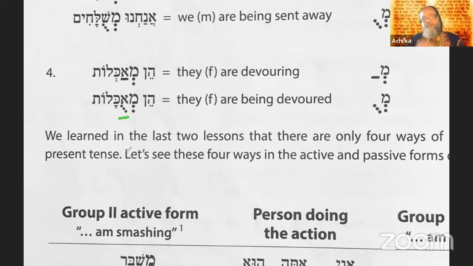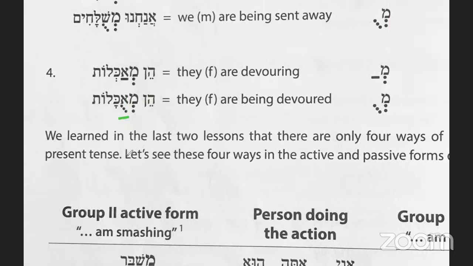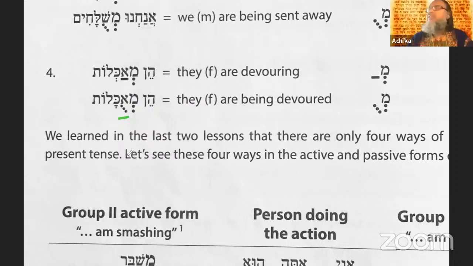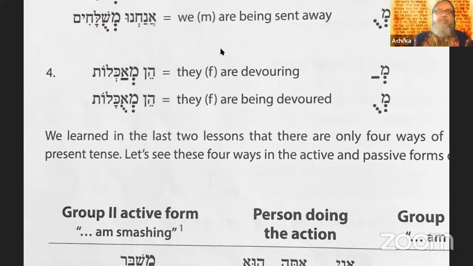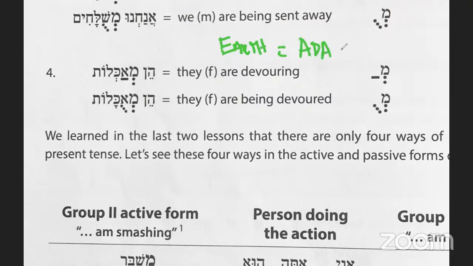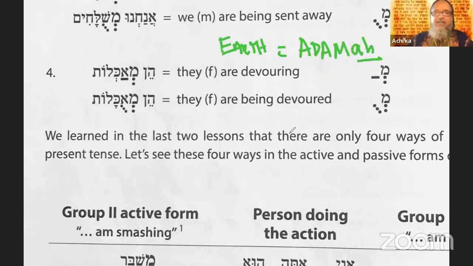So that ooh sound. Give me the active sound, everybody. Ah. Why is it active? Why did they choose to use ah as active? Think about the earth. What is she called? Adama. A woman. There it is. Female. That's that ah.